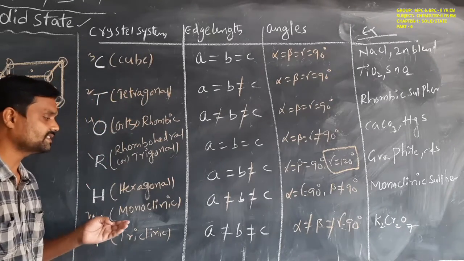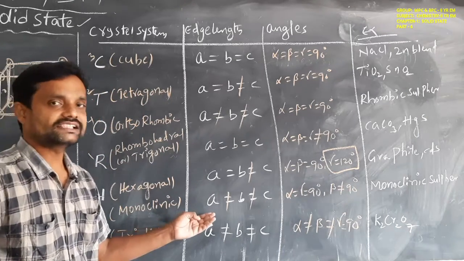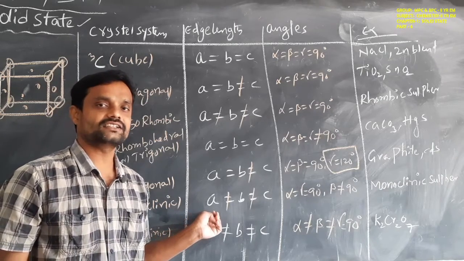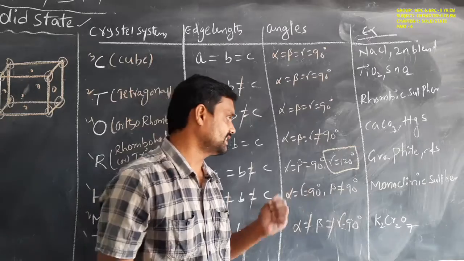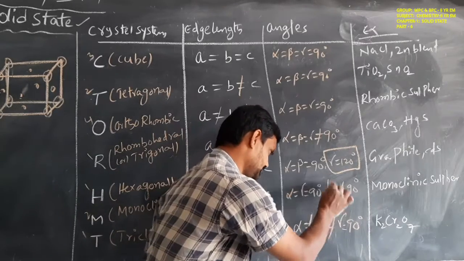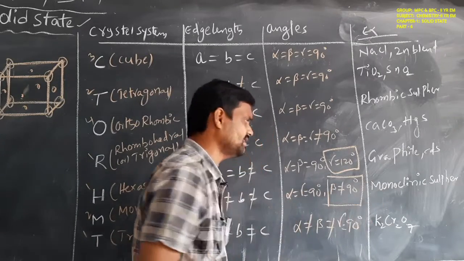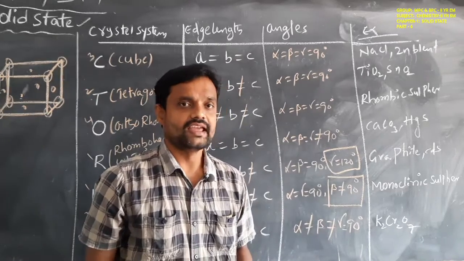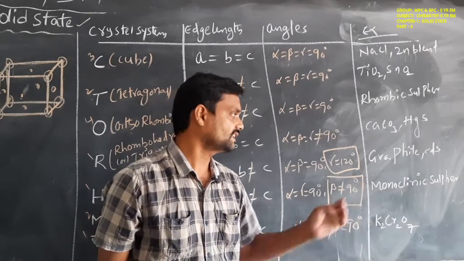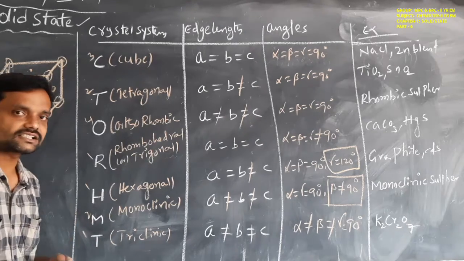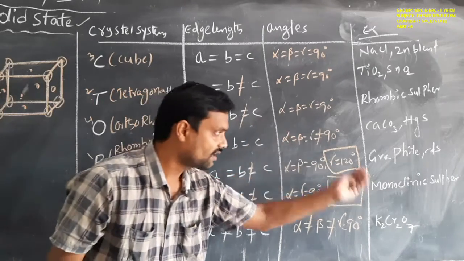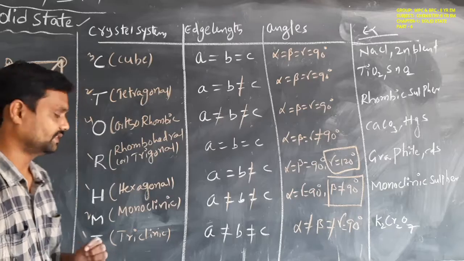Another crystal system is the monoclinic. All edge lengths are different. A is not equal to B is not equal to C, and alpha and gamma are equal to 90 degrees, but beta is not equal to 90 degrees. Example for that is monoclinic sulfur.